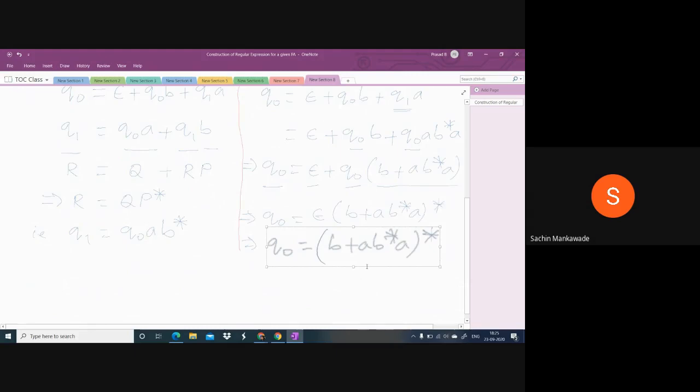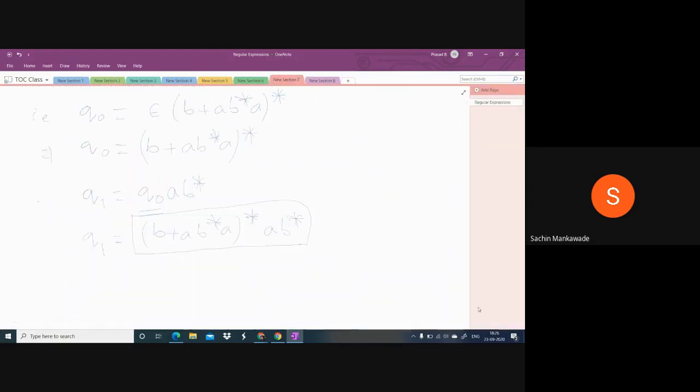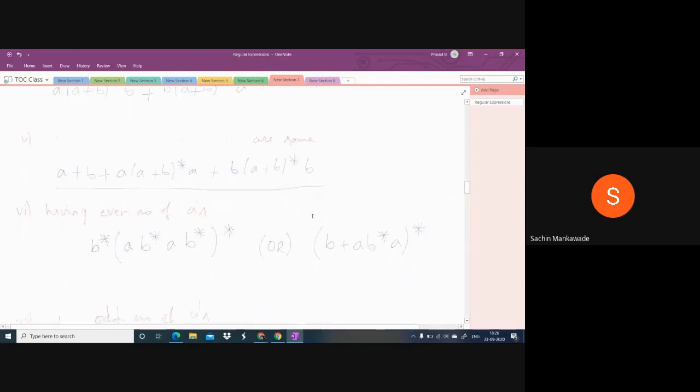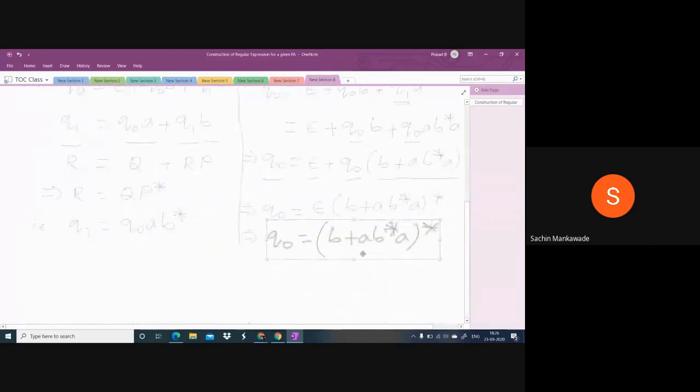So this is for an even number of 1s. Here it accepts 0, 1 doesn't accept, 2 yes, final state, 3, 4 final state, 5, 6 final state. So you can see, as I told you yesterday, even number. The expression is B plus AB star A whole star. That is this one, B plus AB star A whole star. So copy this one.